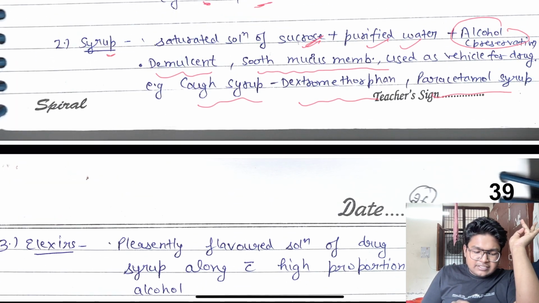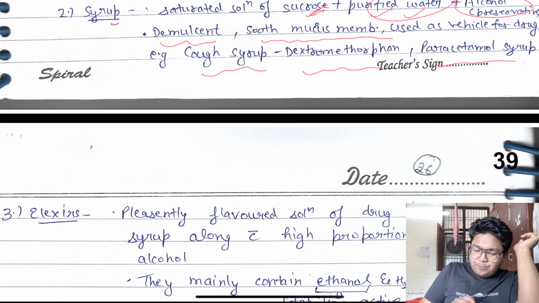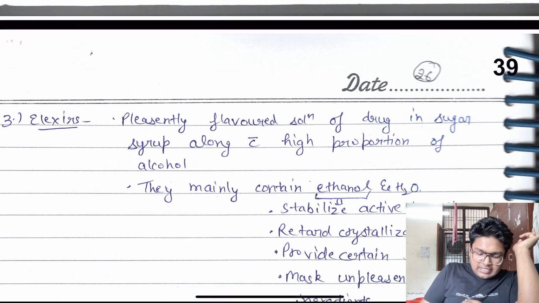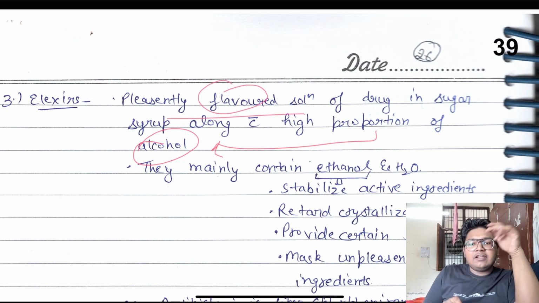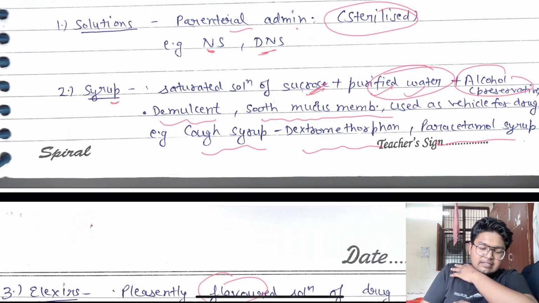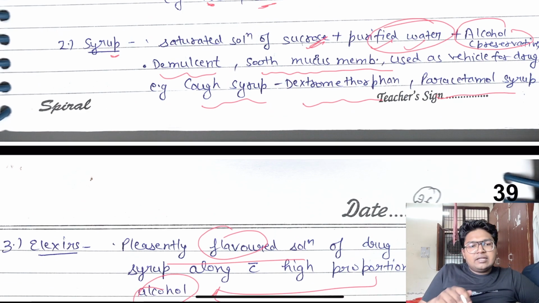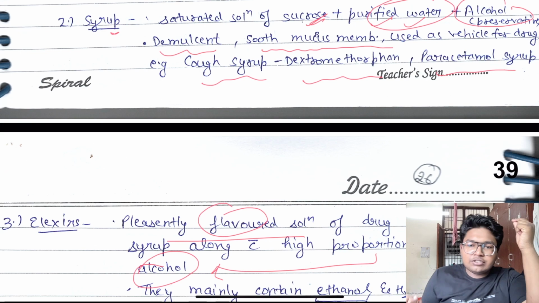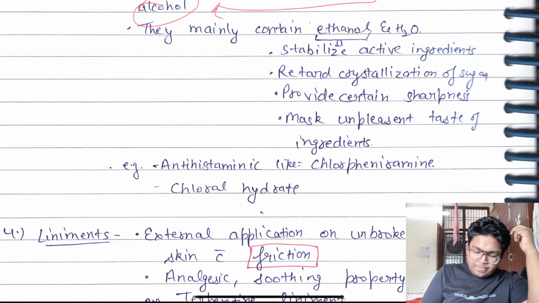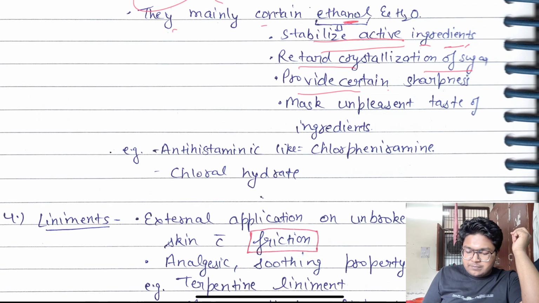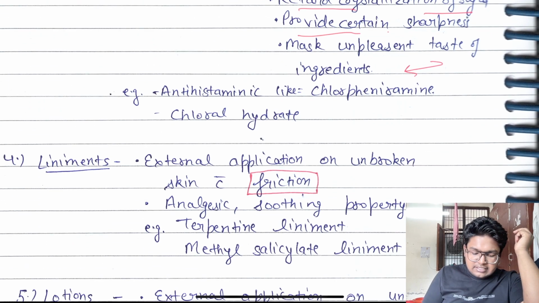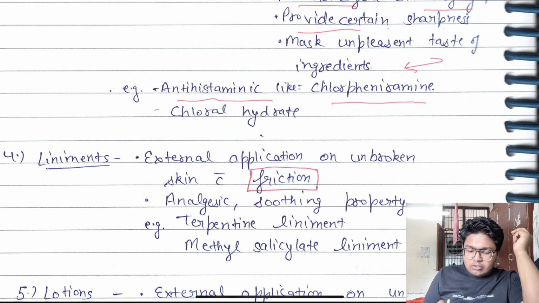Then we have elixirs. What is the difference between syrup and elixir? Syrup uses purified water, and alcohol is the preservative. In elixir, alcohol is the base. These are preparations of alcohol. They are pleasantly flavored solutions, and the difference is that a component which can be dissolved in water goes in syrup, and a component which only dissolves in alcohol and doesn't dissolve in water can be in elixirs only. They mainly contain ethanol, which stabilizes active ingredients, retards crystallization of sugar, provides certain sharpness, and masks the unpleasant taste of ingredients.